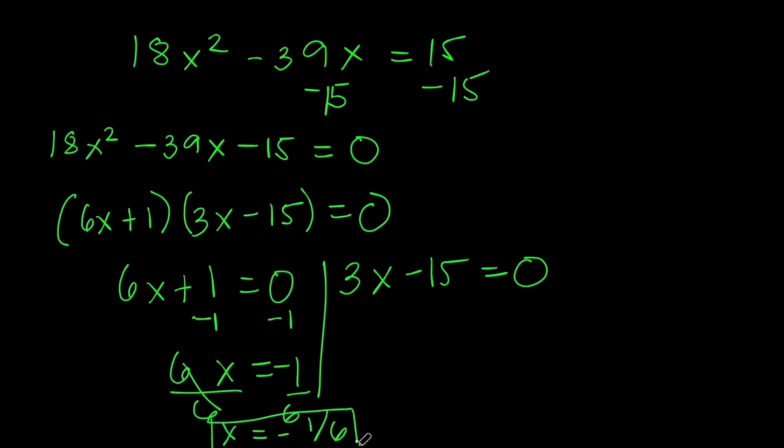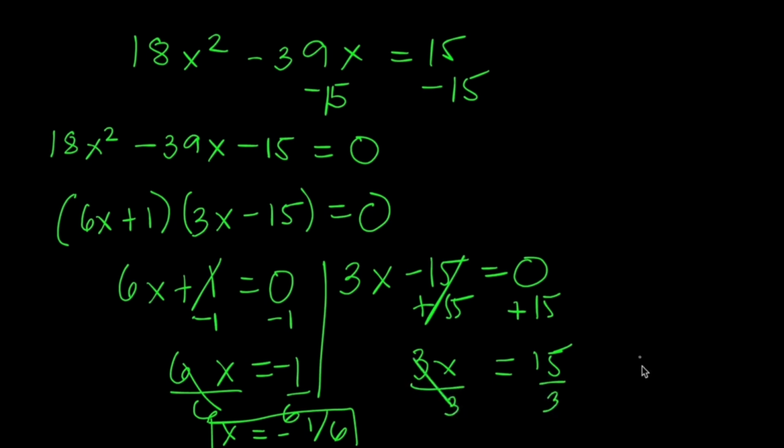Okay, so let's find out the other one. We have to add 15 to both sides. And then the remaining would be 3x equals, this one is cancelled, 0 plus 15, that is going to be 15. Dividing both sides by 3 to isolate the x, the answer would be x equals 5. And that's it. That would be our final answer.